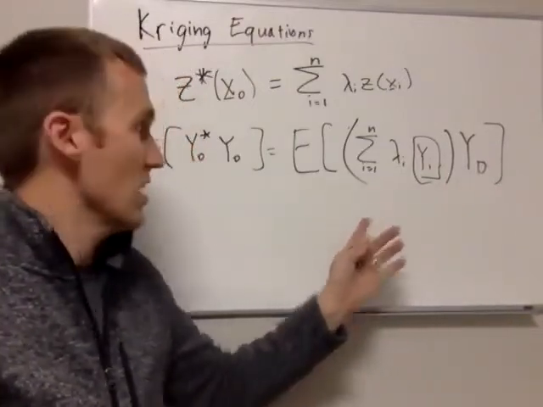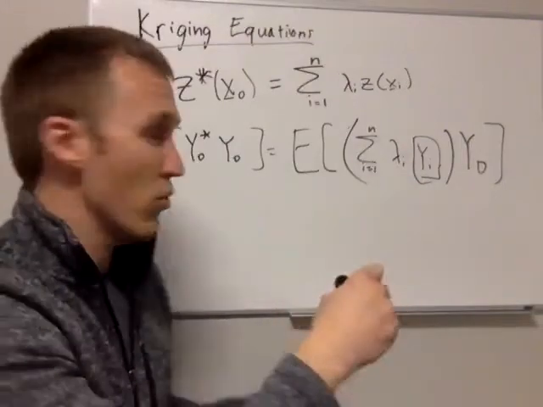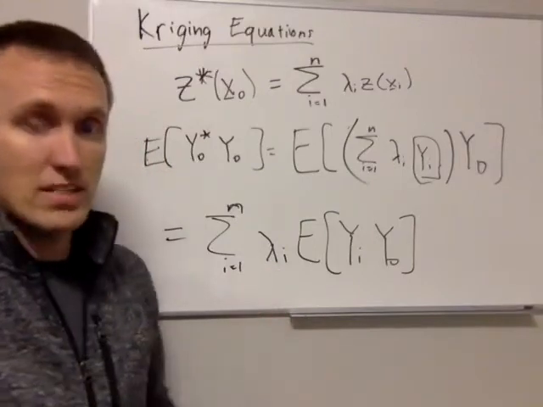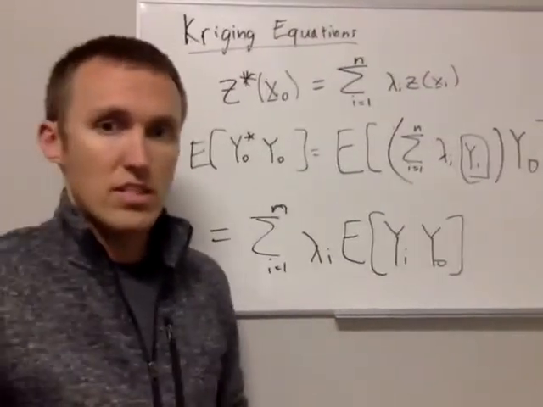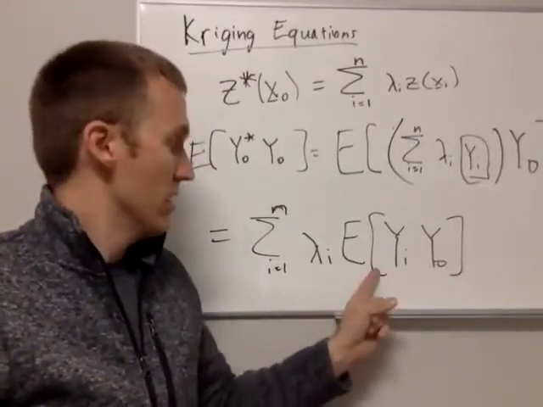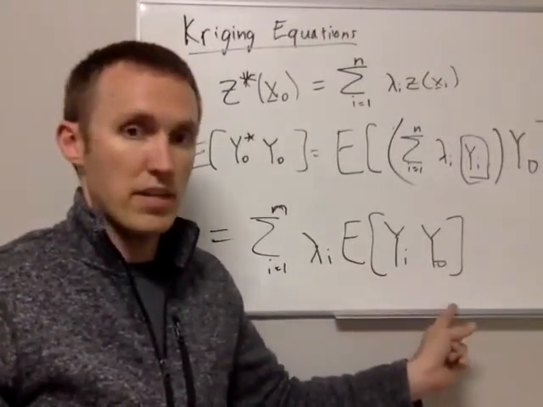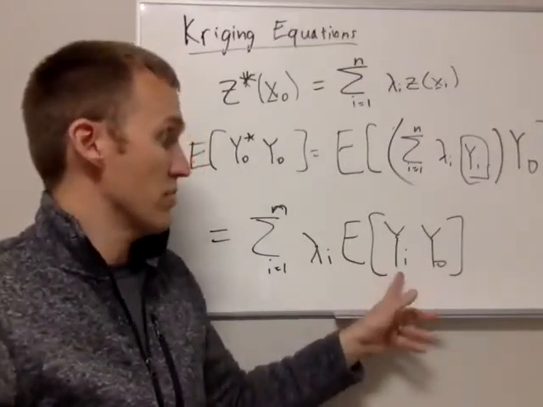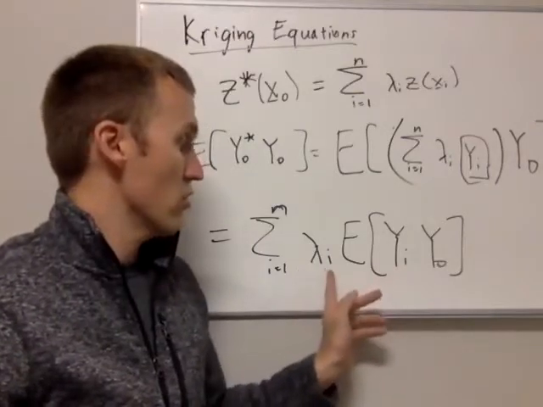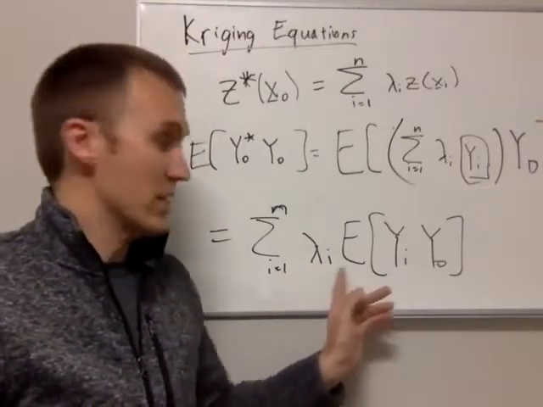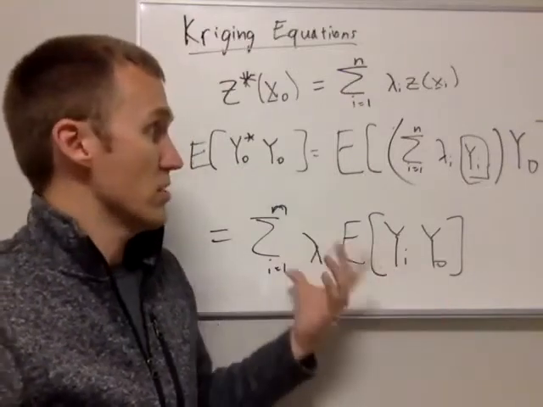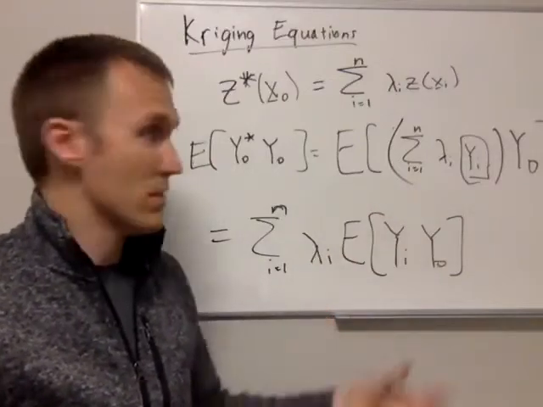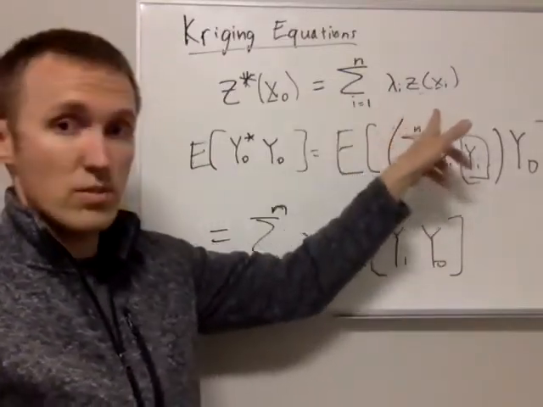And it's pretty easy to see that if we do this rearranging like we did before, this is going to just end up being the sum from i equals 1 to n, again summing over all the data points, of lambda i times the expectation of yi times y naught. Now here we've again substituted the summation over all the data points of the weights times the observations for our estimate. So we've substituted the mathematical definition of the estimate, which is using the original data points.